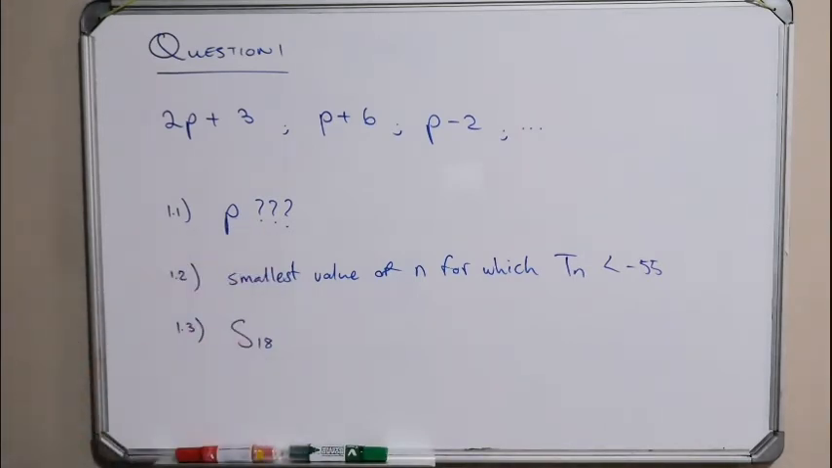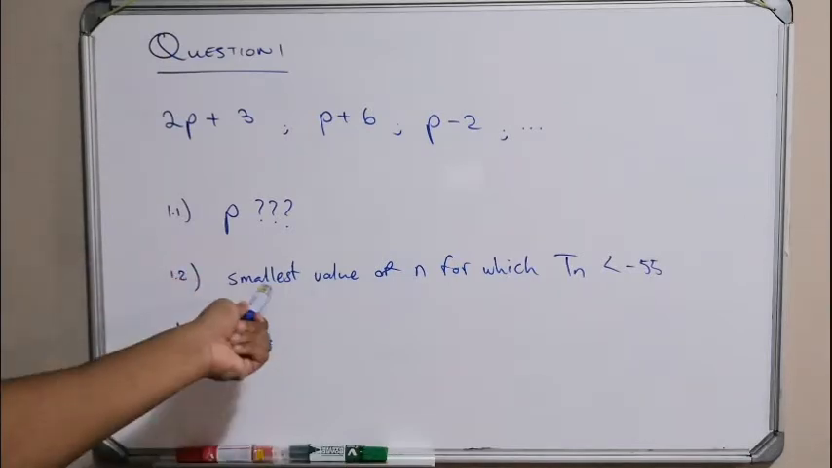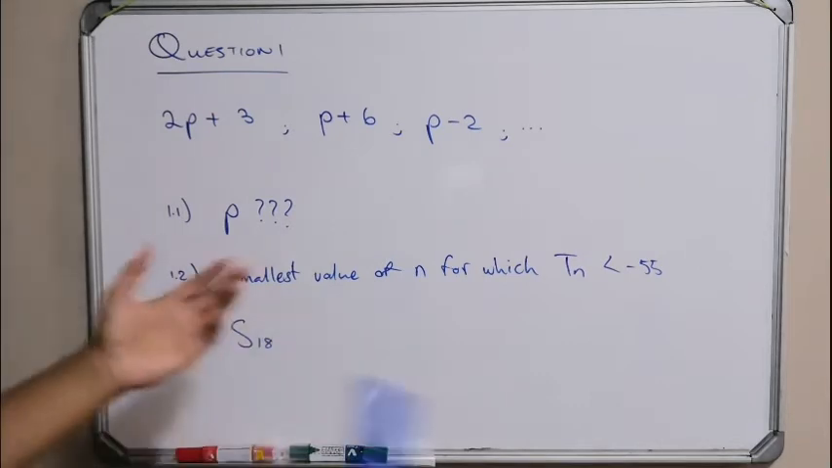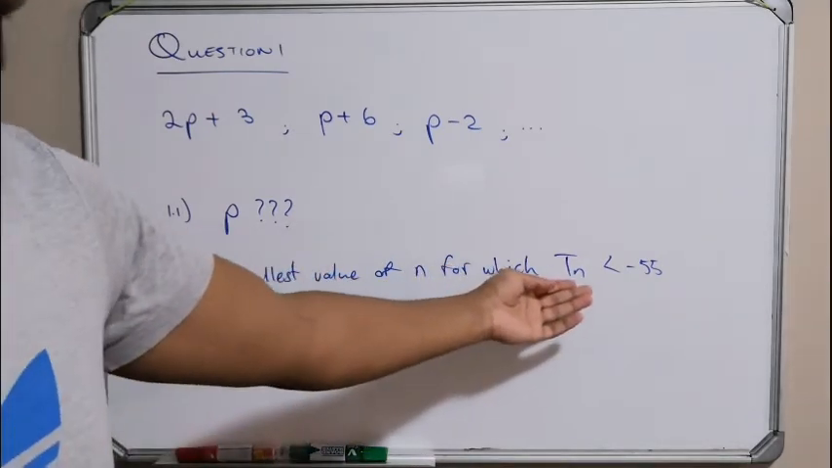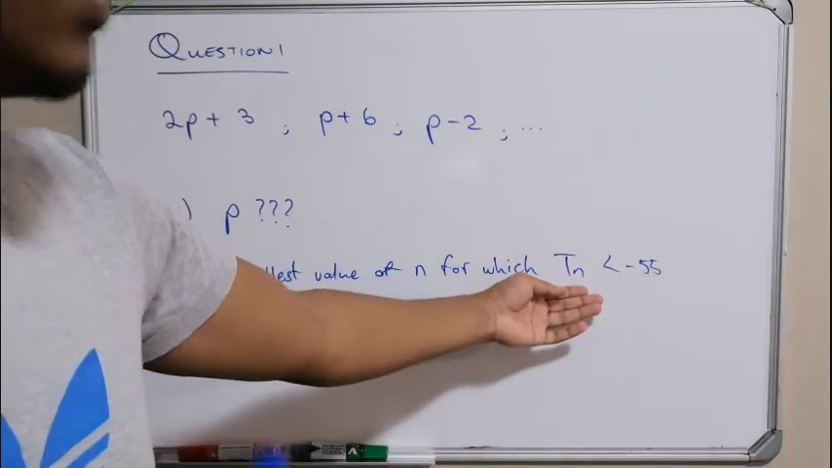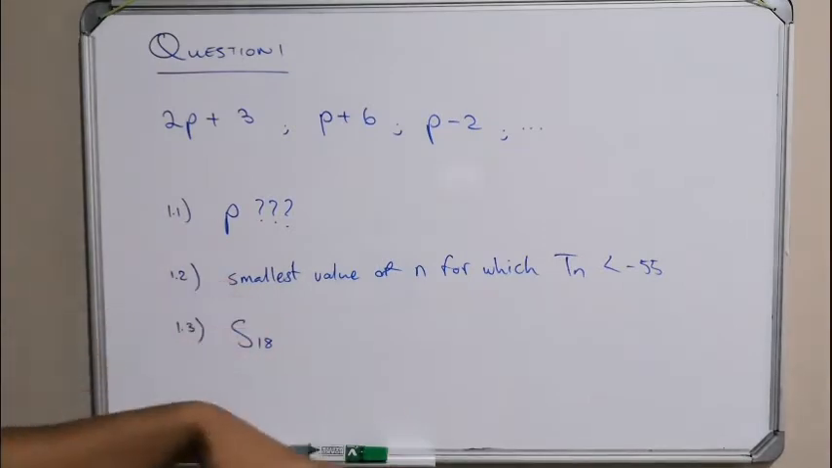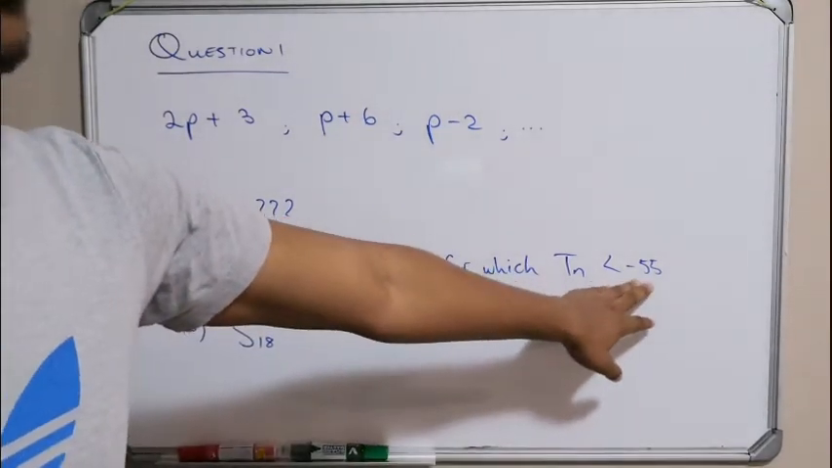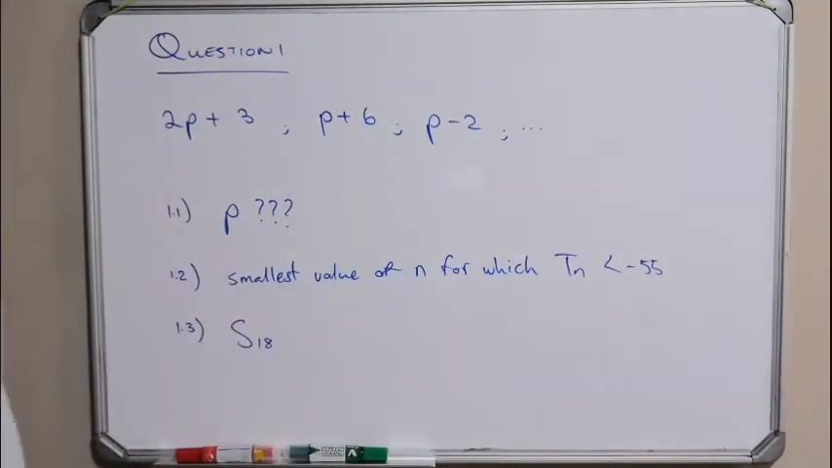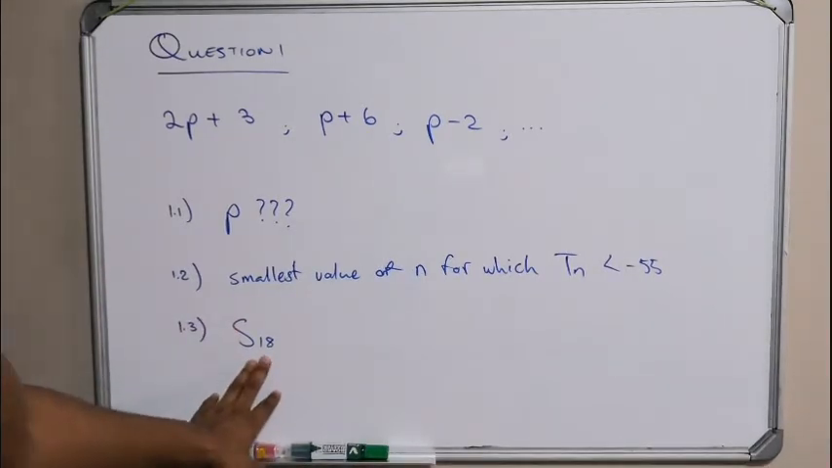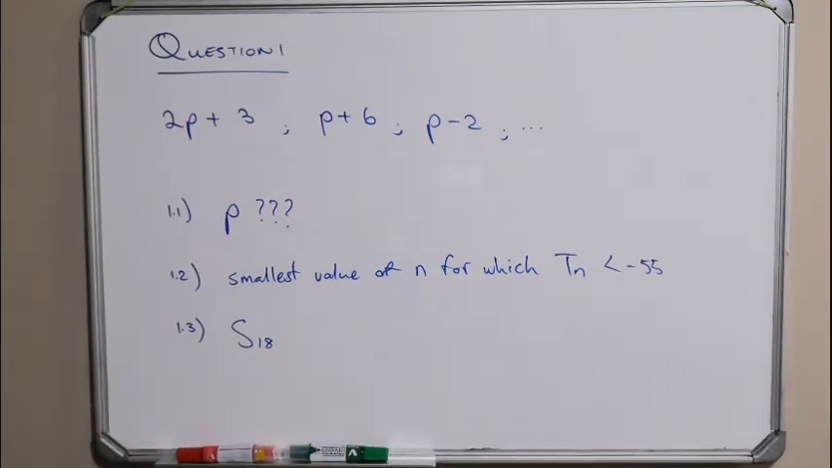The second question says to determine the smallest value of n for which Tn, which is your formula or your pattern, will be less than negative 55. So what's the smallest value of n for which this pattern will have terms that are less than negative 55? And then the last question, very straightforward: calculate the sum of the first 18 terms. Now we have a formula for this, so that question should be no problem. Let's start off with our first question.